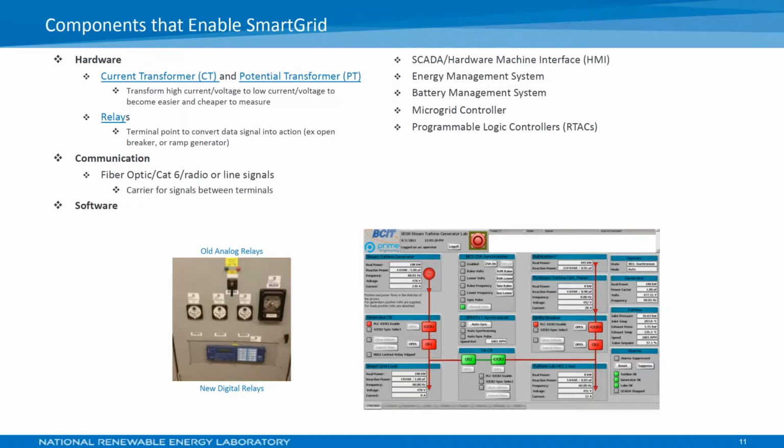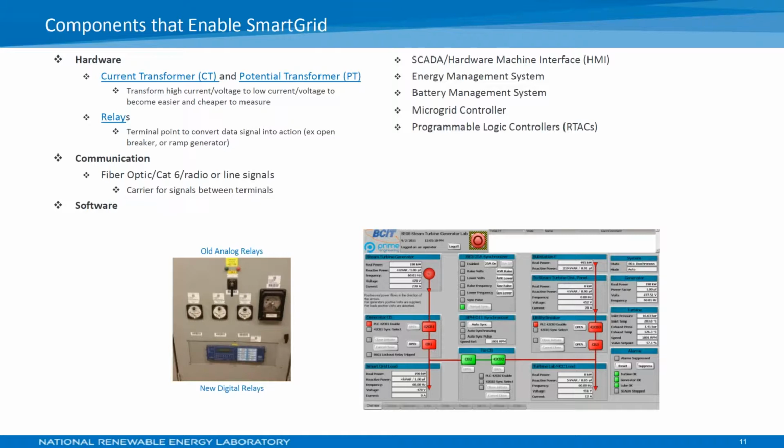Then there's communication, where the relay communicates over fiber optic or radio, wireless, or even line signals. Just how that signal from your solar PV or your load or your circuit breaker at your substation gets to some other point.